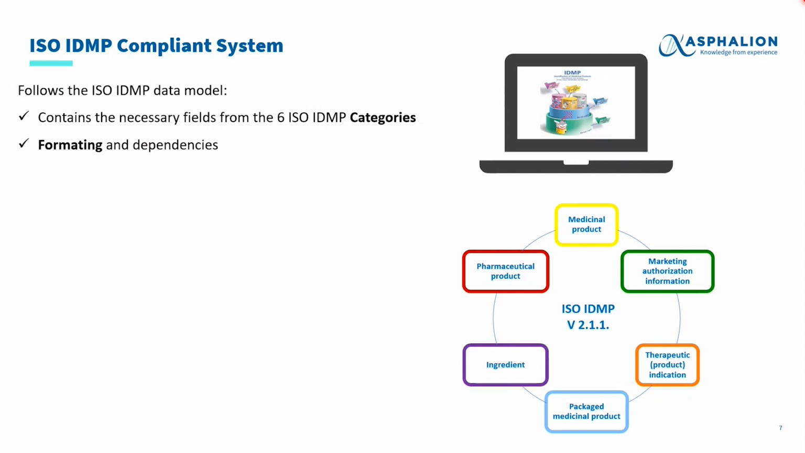All these fields have the correct formatting and dependencies, meaning that they all have the correct format and all the dependencies that, depending on the data, should appear or not. For example, in the case of orphan drugs, the fields that you will have to be compliant with are not the same as for non-orphan drugs.